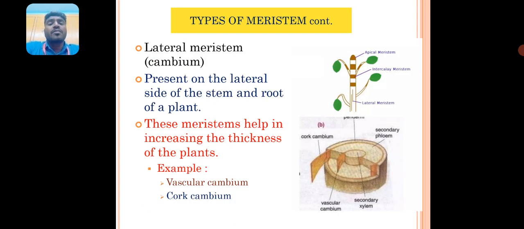It is responsible for elongation of the internode. Lateral meristem is also called cambium, present on the lateral side of the stem and root of a plant. This meristem helps in increasing the thickness or girth of the plant. For example, vascular cambium and cork cambium.